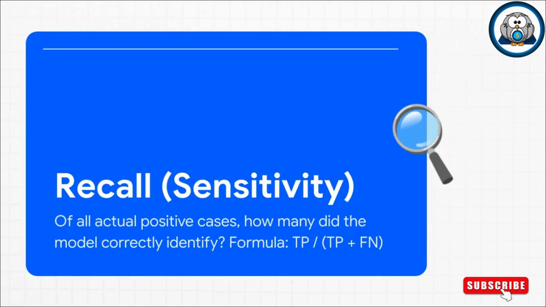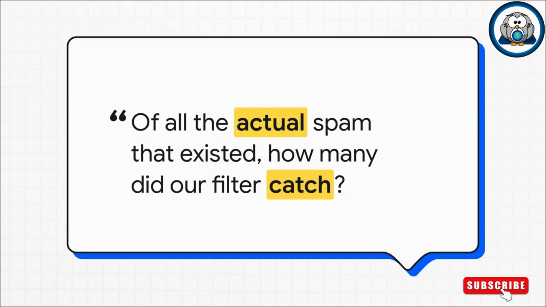And our final metric is recall. Now this one looks at the problem from a completely different angle. It takes the number of correct spam predictions and divides it by the total number of emails that were actually spam to begin with. And this gets to the heart of what recall is all about. It answers the question, of all the spam that actually existed out there in the world, how many did our filter manage to successfully catch? High recall means your filter is an amazing hunter. It finds almost all the real spam.